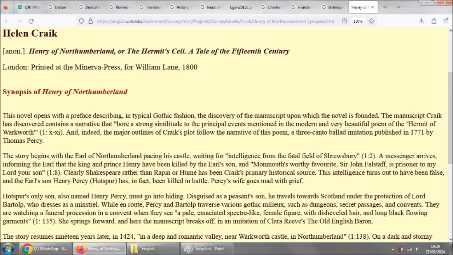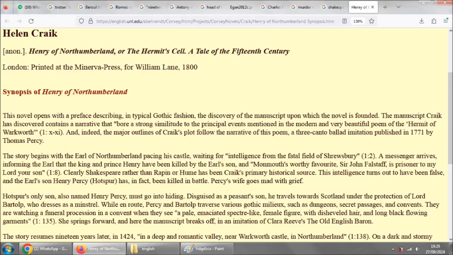This intelligence turns out to have been false, and the Earl's son, Henry Percy, has in fact been killed in battle. Percy's wife goes mad with grief. Hotspur's only son, also named Henry Percy, must go into hiding. Disguised as a peasant's son, he travels towards Scotland under the protection of Lord Bartol, who dresses as a minstrel. While en route, Percy and Bartol traverse various Gothic milieux, such as dungeons, secret passages, and convents.